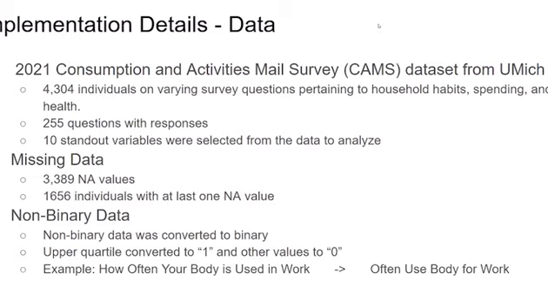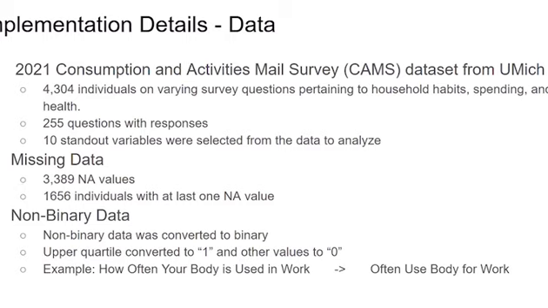The data that we looked at was the 2021 Consumption Activities Mail Survey. This is real-world data published by the University of Michigan. It involves roughly 4,000 individuals and 255 questions. We reduced this down to 10 just for easier computing and visualization. It also has missing data, roughly 3,000 NA values, and roughly half of the individuals have at least one NA in their row. The data also has a mixed structure, so it might be fill in the blank, multiple choice, true or false. So we wanted to make it all a 0 or 1, true or false.